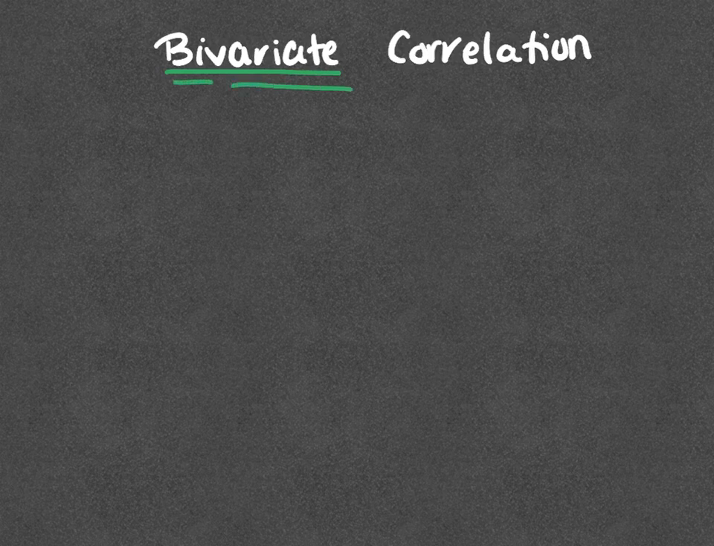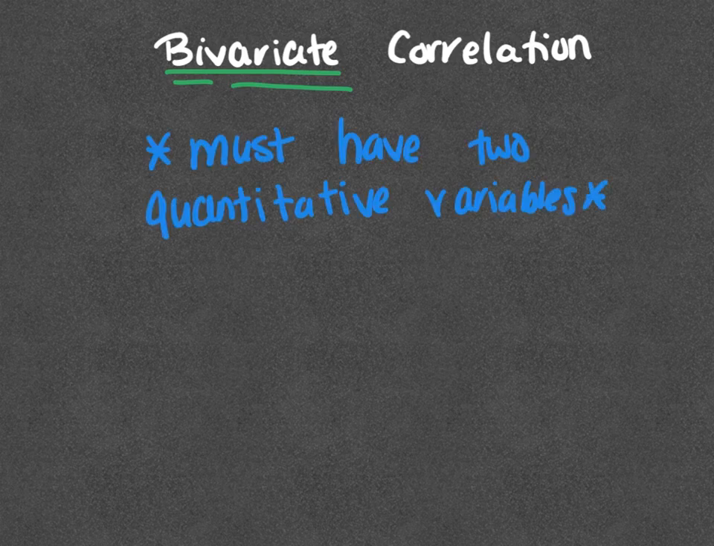Each variable must be quantitative. Before attempting to use the bivariate correlation formula, ensure that you're working with two quantitative variables. Qualitative variables and constants cannot be used in the correlation formula as we will be reviewing it here.